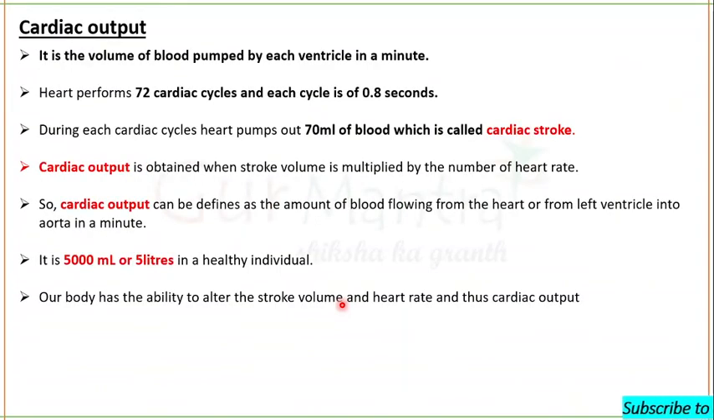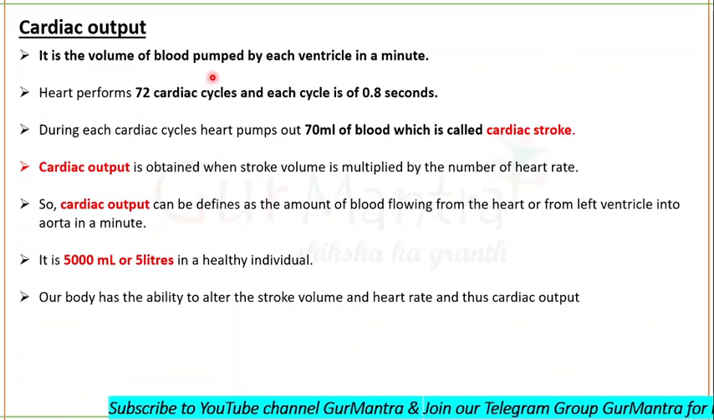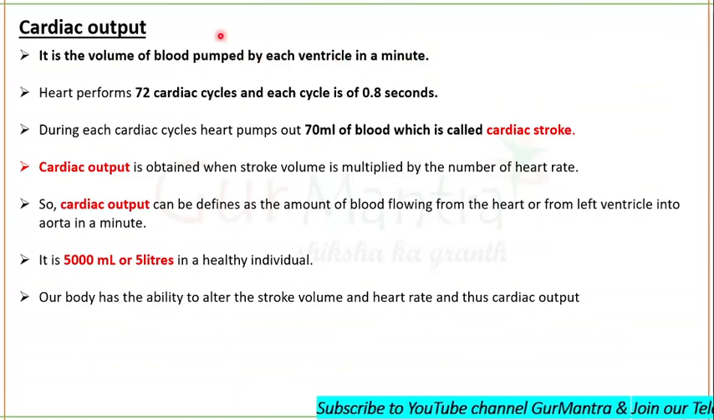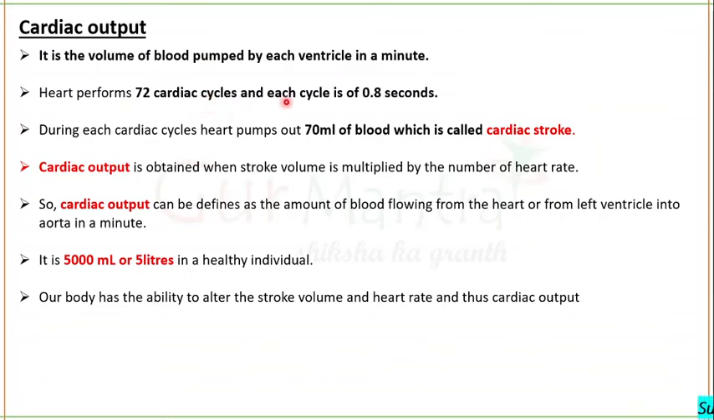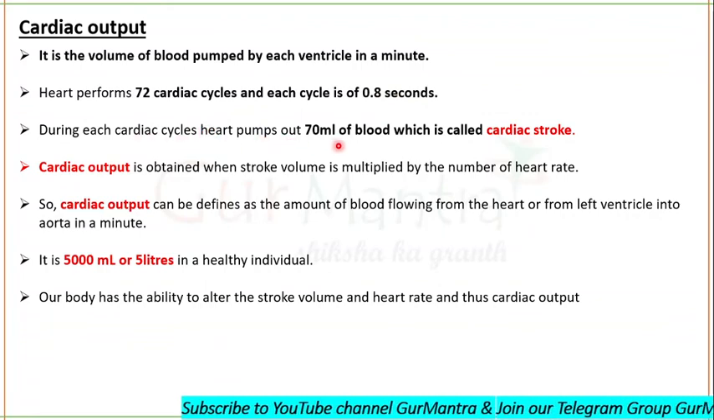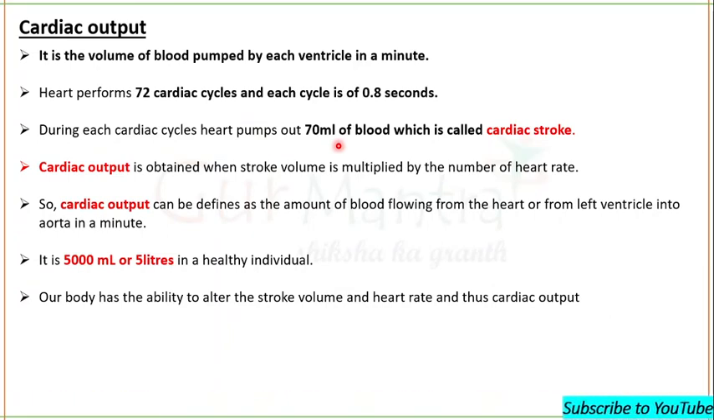Now let's talk about cardiac output. What is cardiac output? It's the volume of blood that will be pumped by each ventricle in a minute. We know that our heart performs 72 cycles per minute and each cycle lasts 0.8 seconds. During each cardiac cycle, the heart pumps out 70 ml of blood, which is called the stroke volume.